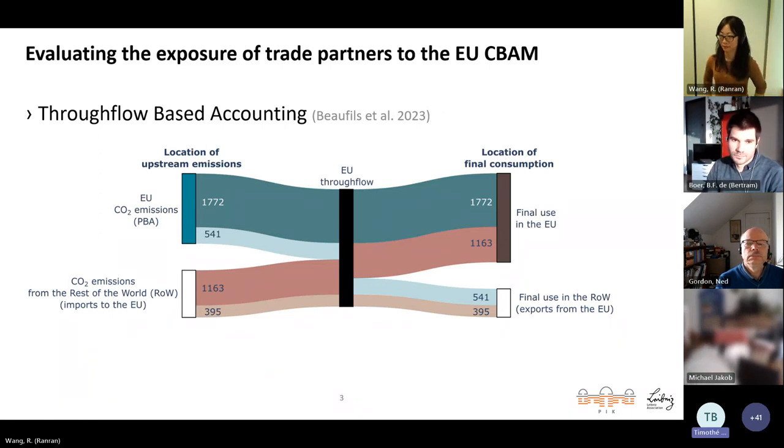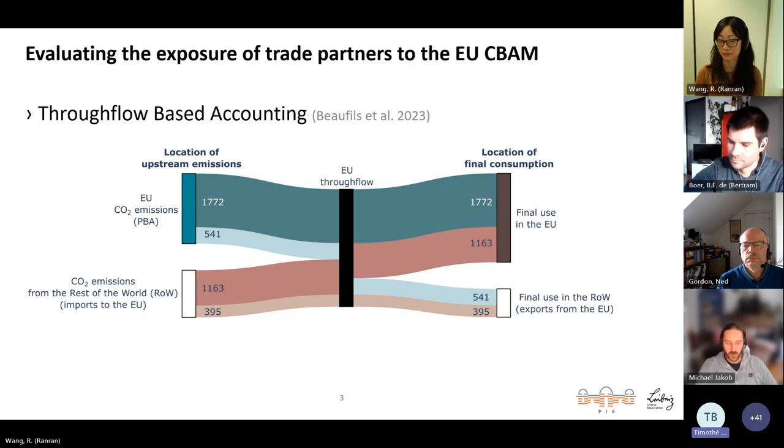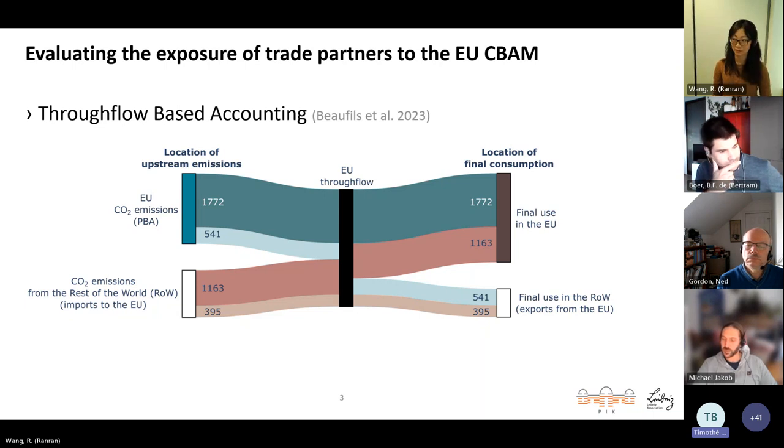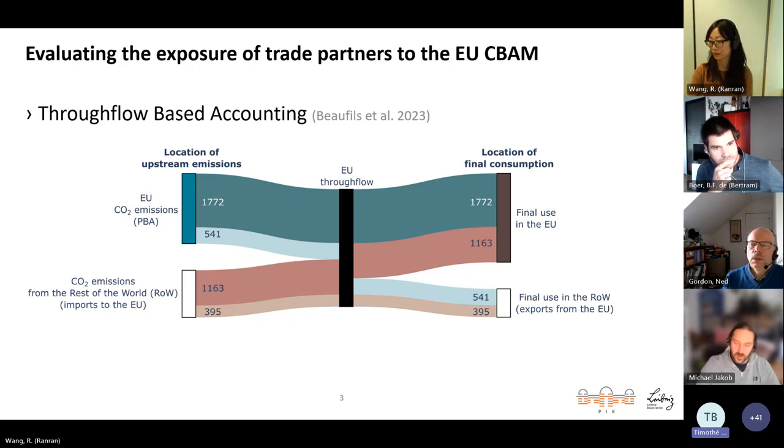Method-wise, we are using a framework that we published earlier this year as well, called throughflow-based accounting. The principle is to look at all the emissions going through the European Union. Usually, with input-output tables, you would look either at production-based emissions, the emissions caused in Europe, or at consumption-based emissions, the emissions caused by the final demand in Europe. But some emissions are not covered by either framework. If you think about steel being bought from, say, India for making a car in Germany and then selling the car to the US, these emissions are not captured by either production-based or consumption-based accounting. With the throughflow, we are able to track all the intermediate commodities as well.